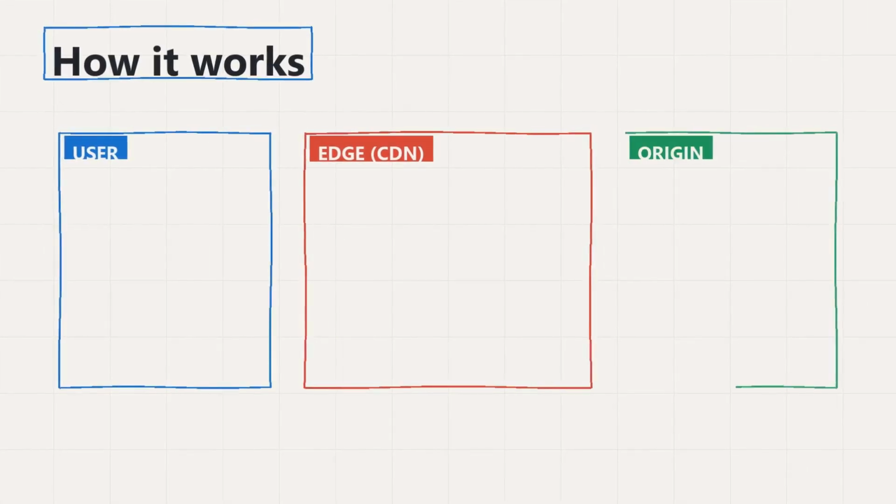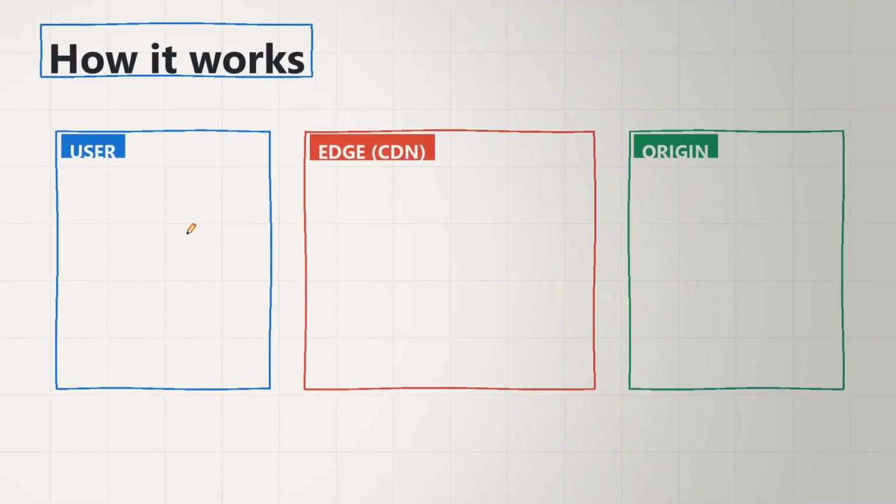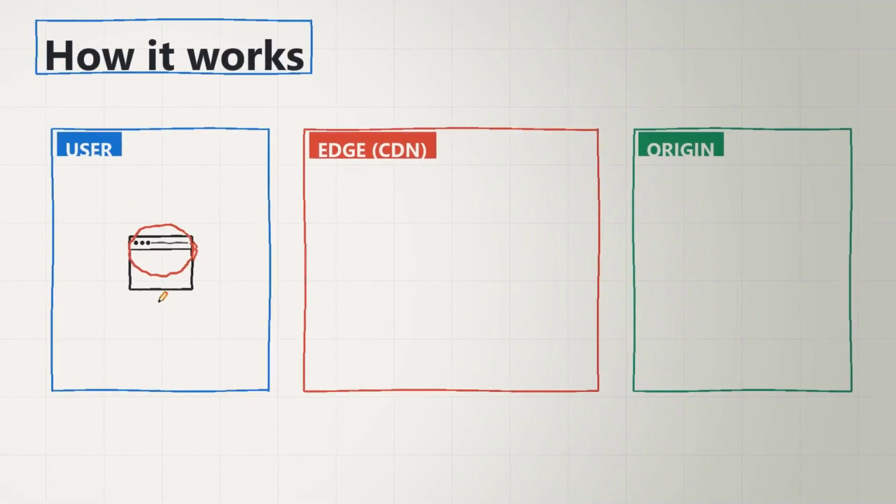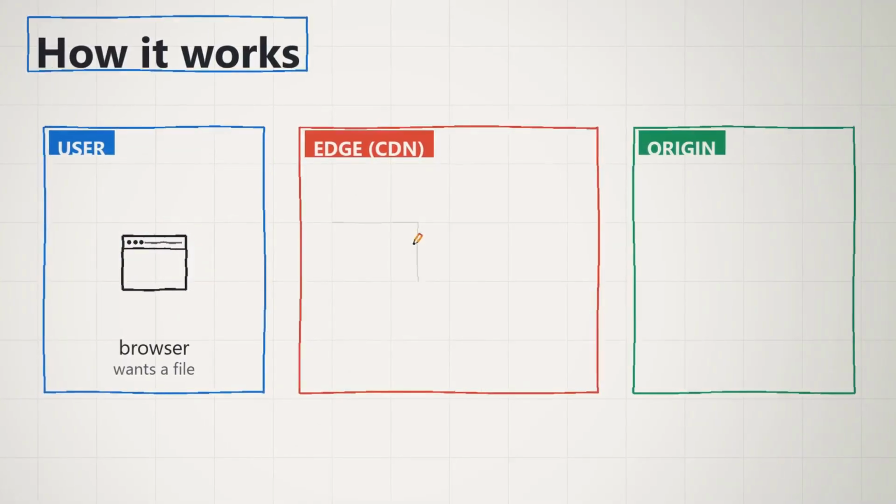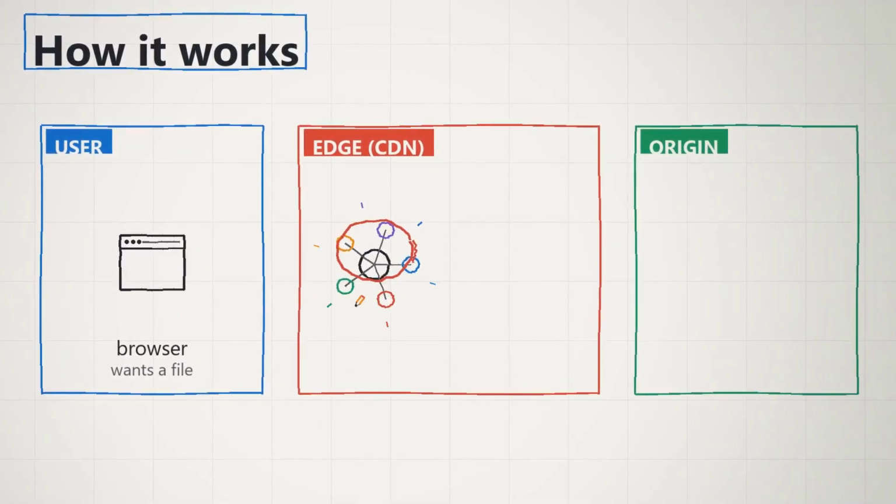Anycast routing. The edge POP's IP is announced from every city in the CDN's network. BGP, Border Gateway Protocol, picks the shortest AS path. Packets naturally flow to the closest POP without extra config.